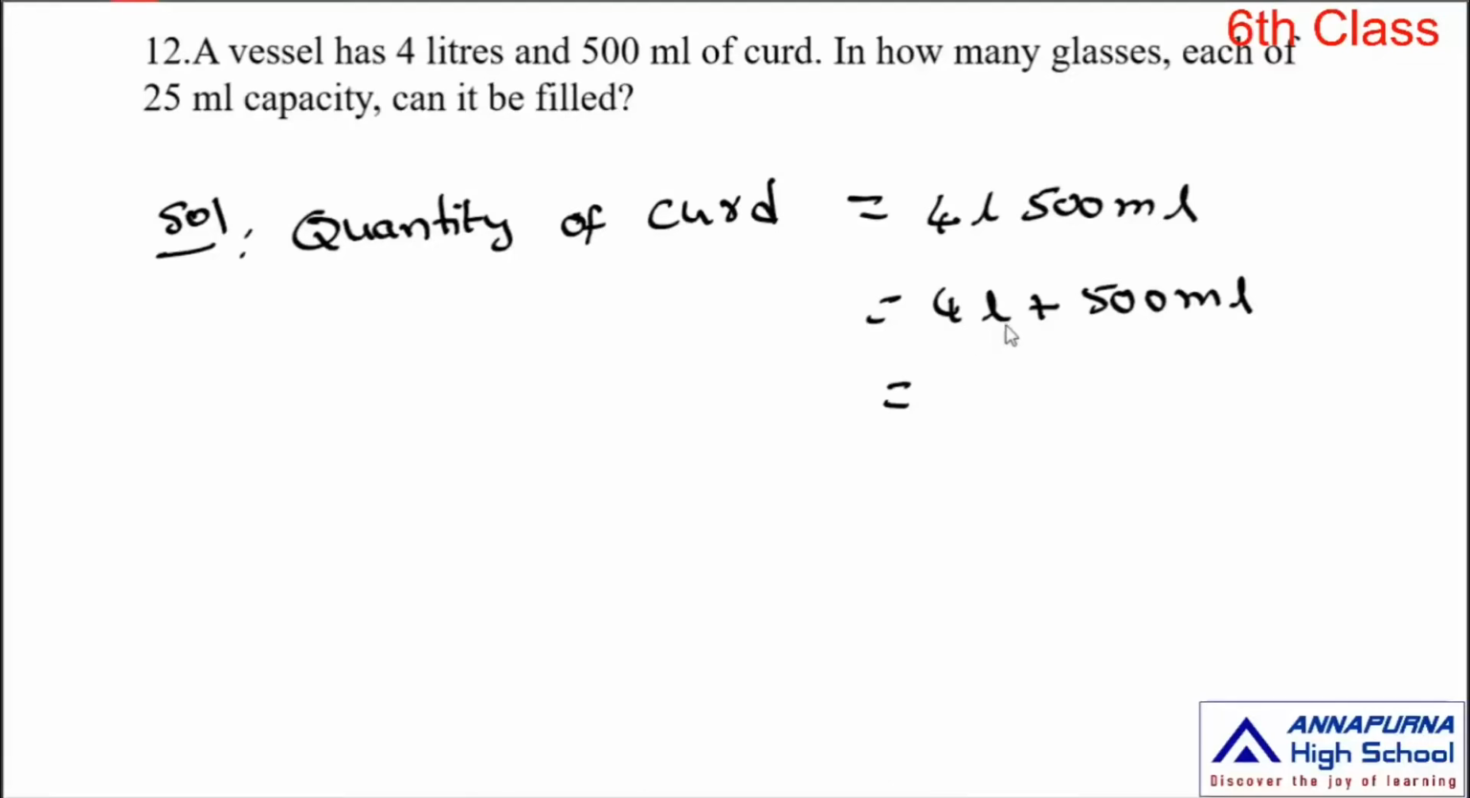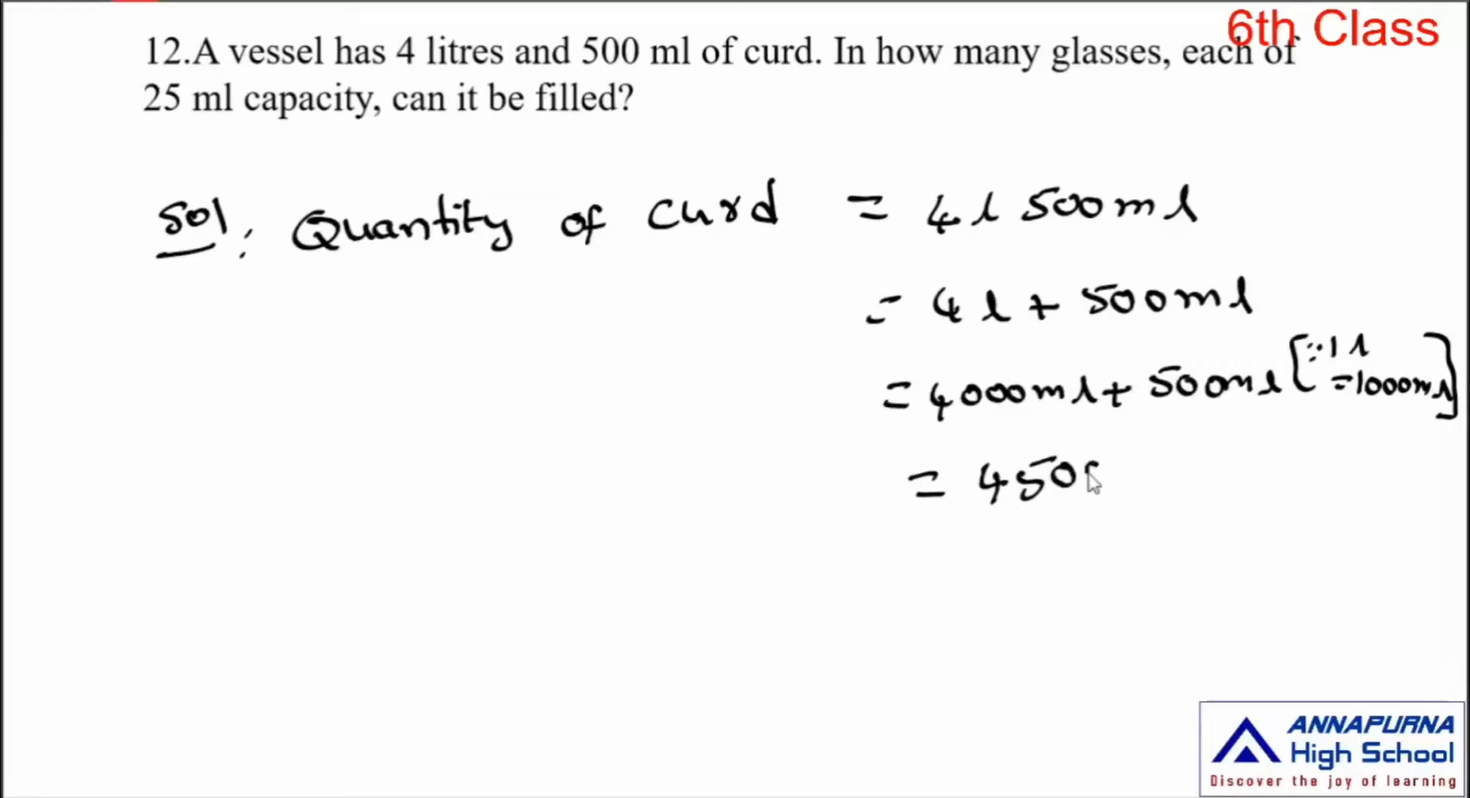Here 1 liter is equal to how many milliliters? 1000 milliliters. When we multiply 4 into 1000 milliliters, we get 4000 milliliters plus 500 milliliters, since 1 liter is equal to 1000 milliliters. What is the answer? 4000 plus 500? 4500 milliliters. The quantity of curd in the vessel is 4500 milliliters.